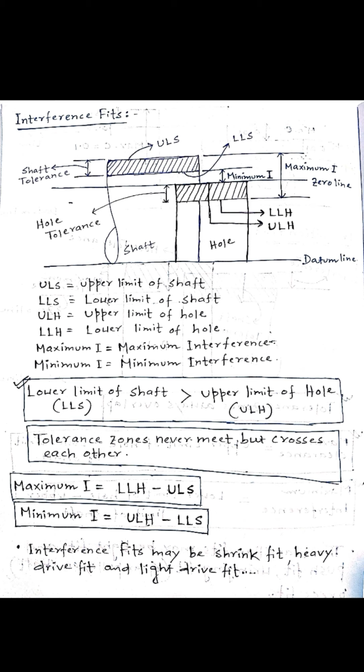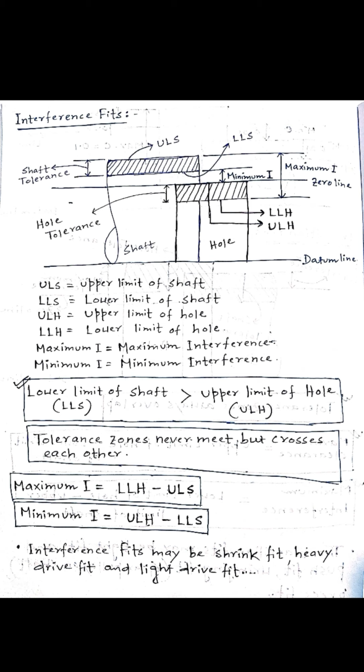For interference fits, one thing we have to remember is that the lower limit of shaft should be greater than the upper limit of hole. And for this type of fit, the tolerance zones never meet but cross each other. From the diagram, it is clearly shown that the tolerance zones never meet but cross each other.